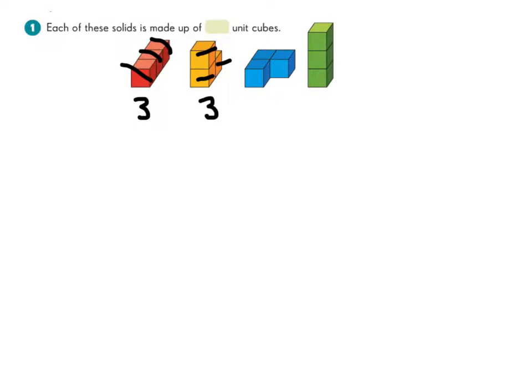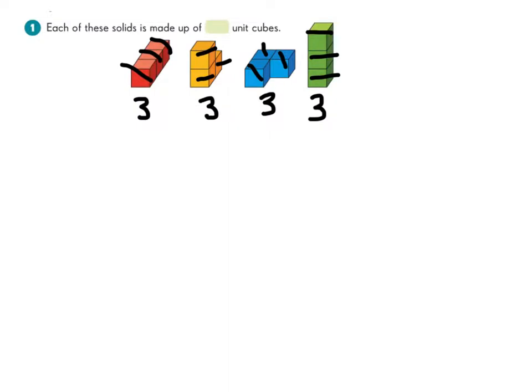This blue shape is actually identical to the yellow shape. It's just laying on a different face. It's also made up of 3 unit cubes. And the green tower is the same shape as the red shape we looked at first. Again, it's just lying on a different face. It also has 3 unit cubes.